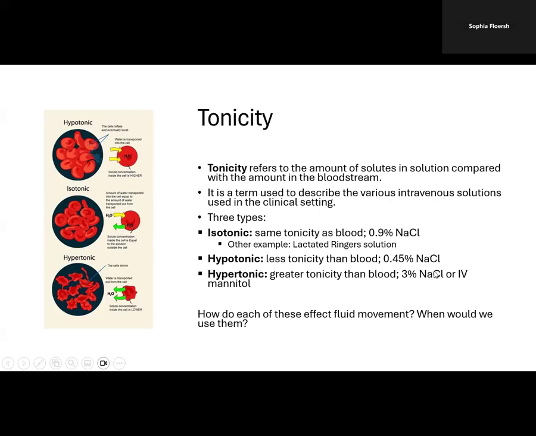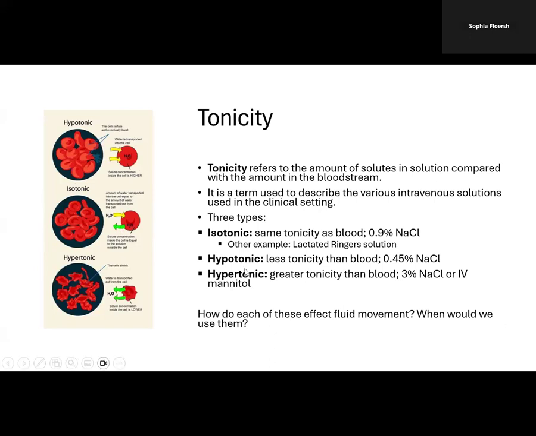Hypotonic, less tonicity than blood. So this means that I'm trying to give fluid to a cell that's been completely depleted. This is helpful if I've got a patient who has some sort of dysfunction with their vasculature, like a kidney patient or a liver patient, and I don't want to give them more fluid because their body can't process all the fluid, but their cells are dehydrated. So this works very well for those types of patients.